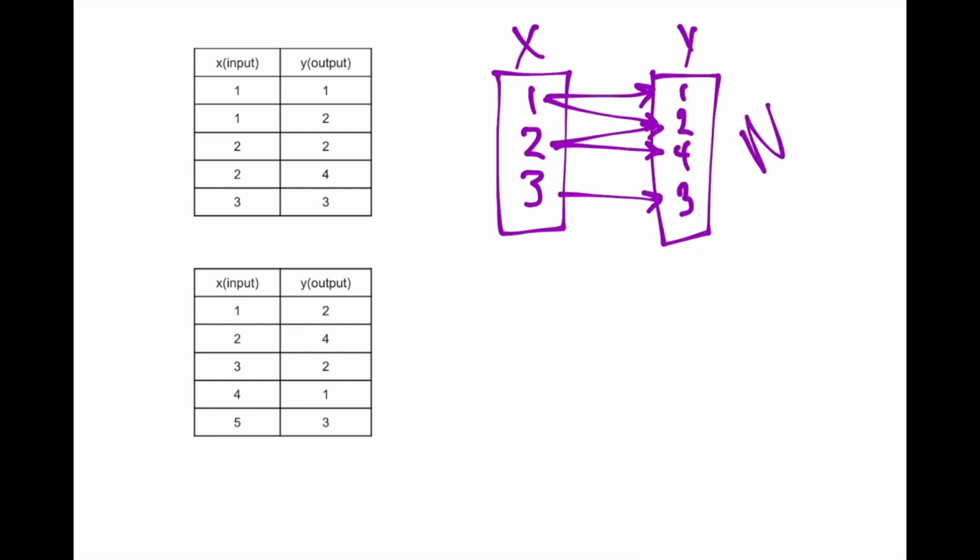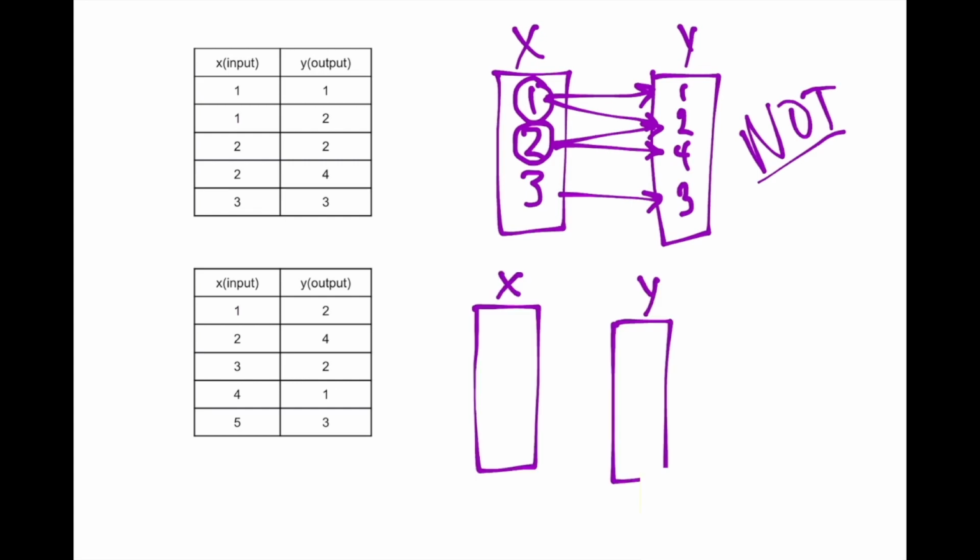This is not going to be a function. The reason being is that we have an input that's paired with more than one output. The input, 1, is paired with the output 1 and 2. It's the same with our input of a 2. It's paired with more than one output, 2 and 4.